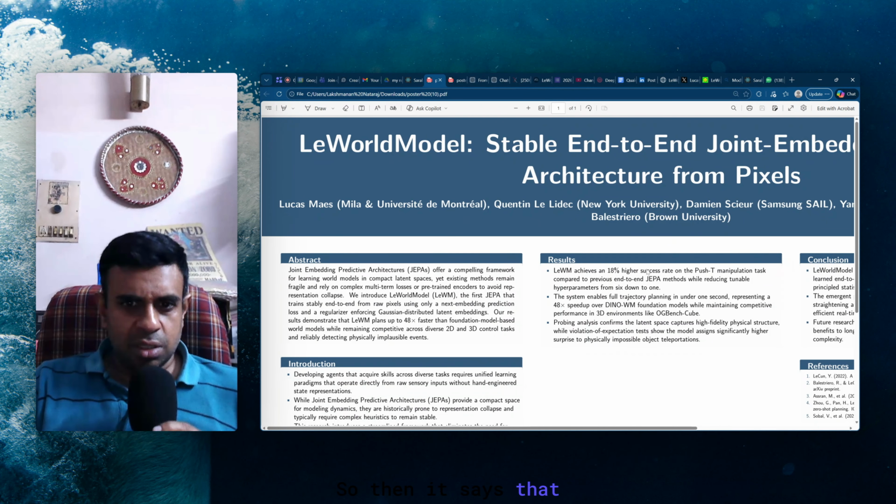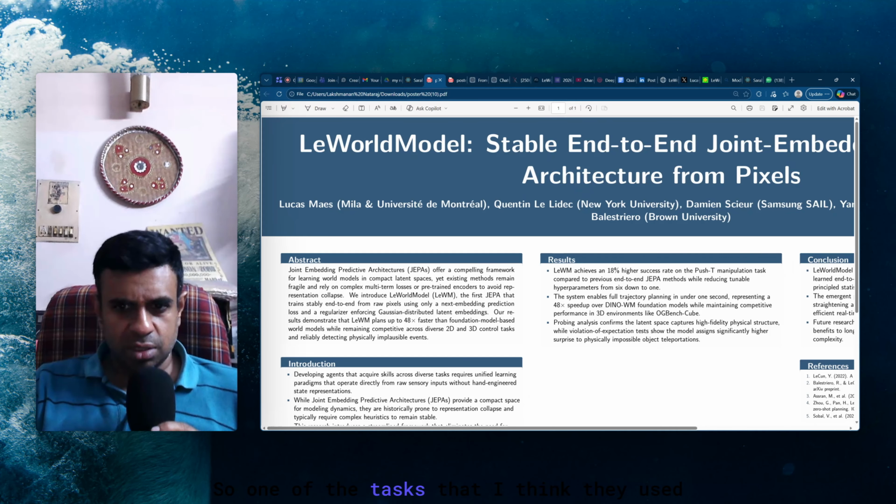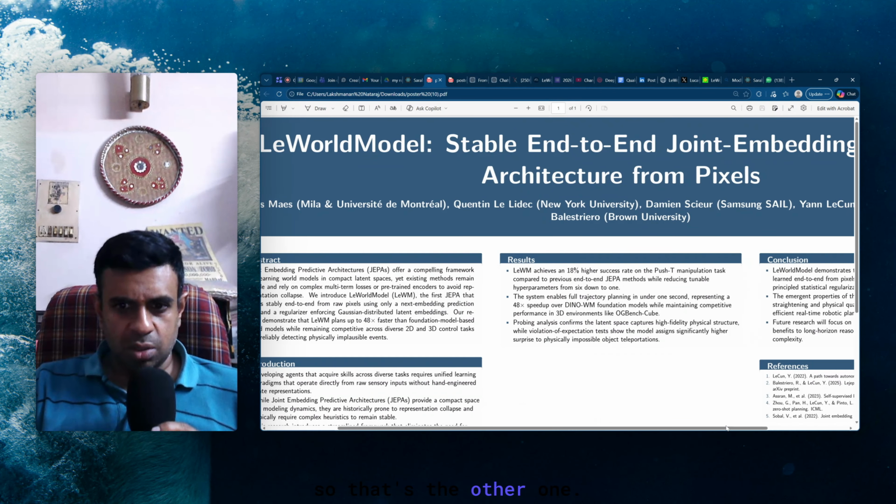So then it says that LeWorldModel achieves an 18% higher success rate on Push-T manipulation tasks. So that's one of the tasks that I think they'd used, and a few more results here and there, and a 48% speedup over DINO-WM, Dino World Model. So that's the other one.